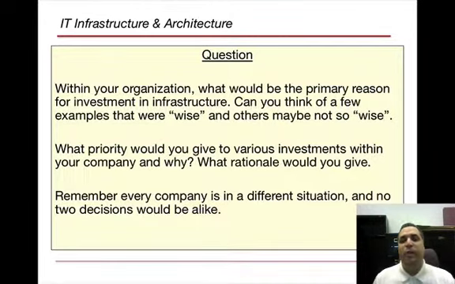And what priority would you give to various investments within your company? Is our disaster recovery plan really a high priority? Or is our ability to have extra bandwidth a high priority? What rationale would you give for that in comparison to projects that generate revenue? And remember, these projects in infrastructure are really expenses. They're not revenue generating, so you're going to run into a problem. Every company is in a different situation, so no two decisions are alike. But it's the thought process that's important.